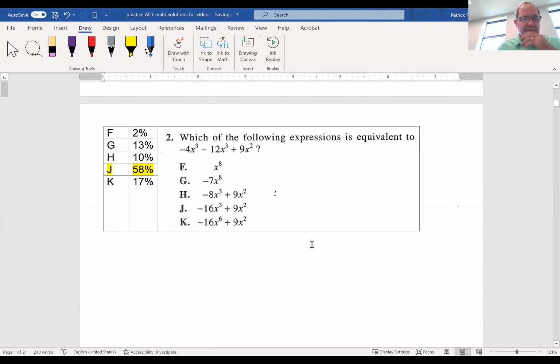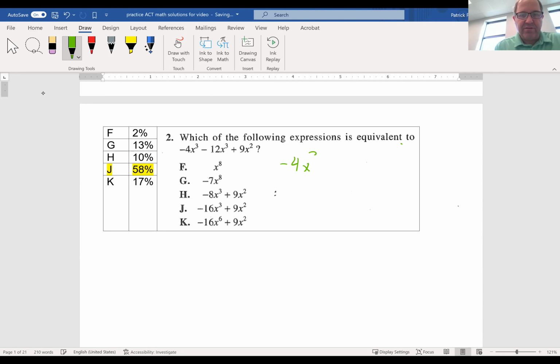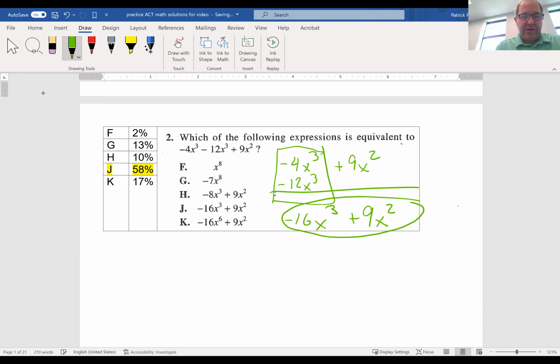This is question number 2. Again, a little better than the first one. We're trying to combine terms here. We need to remember that you can only add things together that have the same exponent, right? So if I look at this, we have negative 4x to the third. We also have a negative 12x to the third. And then we have a positive 9x squared. We can add together things that have the same exponent. Those would add up to be negative 16x to the third. And so that's why it would be letter J.